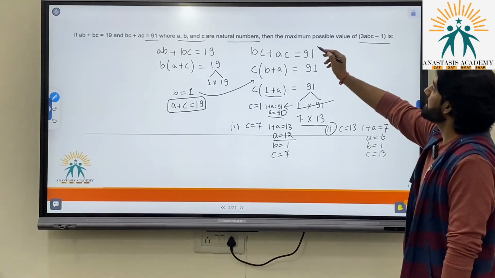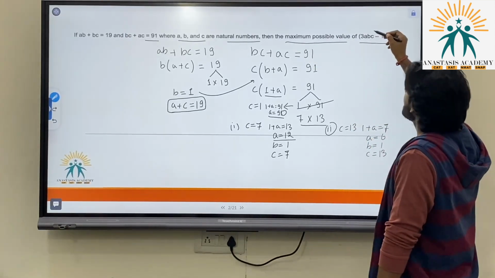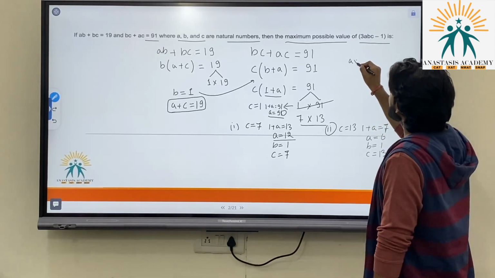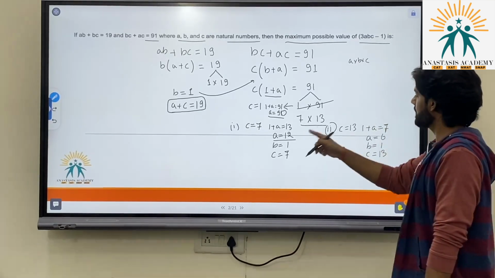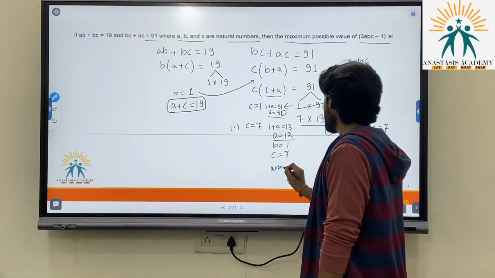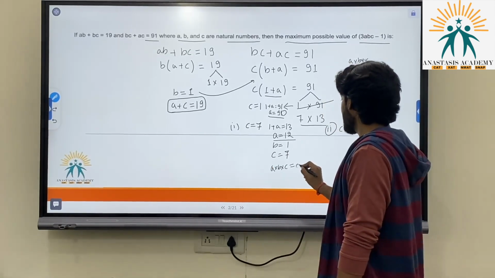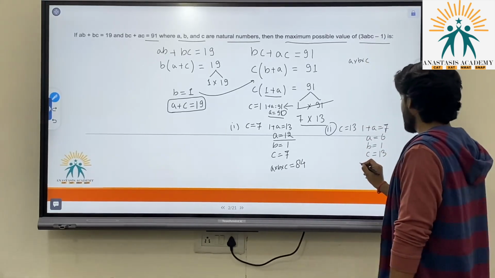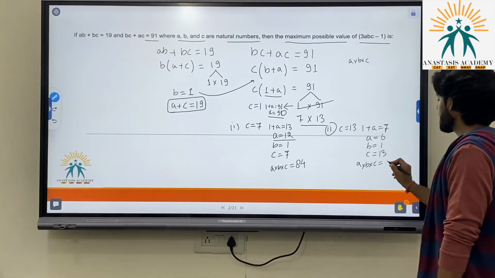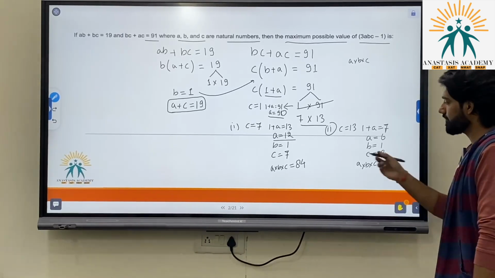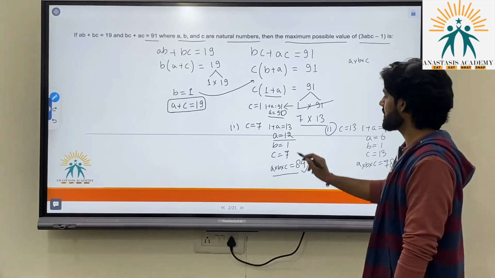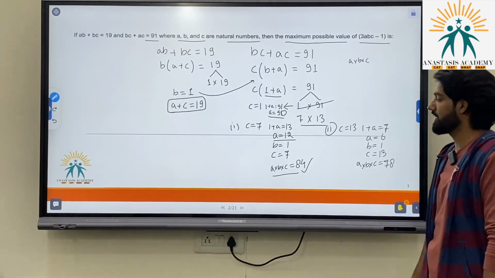Now what is asked? The maximum possible value of 3ABC minus 1. So I have to maximize the value of A into B into C. So in both these cases I am writing the product A into B into C. From here I get 84, 12 into 7, and in this case I get A into B into C as 78. So which is greatest? 84. So I have to consider this case when A is 12, B is 1, C is 7.